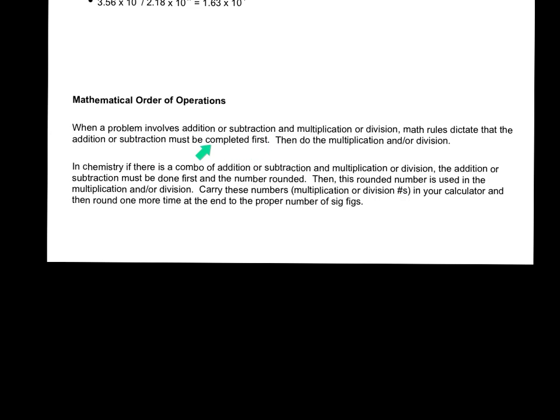And then once you do that addition or subtraction, you have to round that number, and then you will use that number in your multiplication or division problem, and then you'll round at the end again. So in chemistry, if there is a combo of addition or subtraction and multiplication or division, the addition or subtraction must be done first, and the number is rounded according to the addition and subtraction rules. Remember, that's places past the decimal, not total digits. Then this rounded number is used in the multiplication and/or division, and you carry these numbers out in your calculator, keep on going, plug, plug, chug, chug, and then at the very end, you round to the least number of total digits.